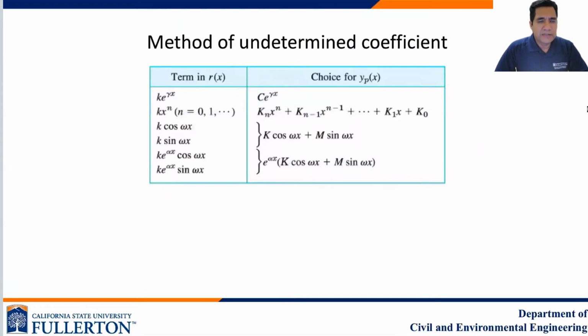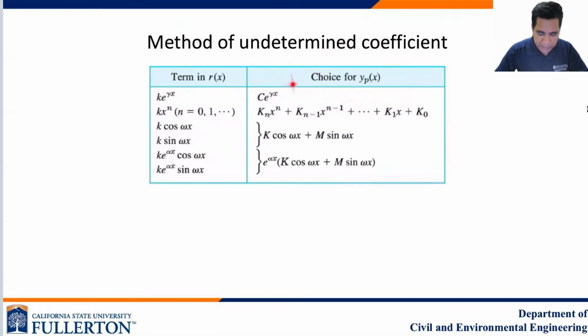So the first method is called the method of undetermined coefficients. This is useful when we have R(x) as a simple function. It could be a sine, cosine function, exponential function, or x to the power n. So for example, if it happens to be x squared, then you're going to have k0 plus k1x plus k2x squared. If it happens to be e to the power lambda x, then you will have some coefficient times e to the power lambda x.